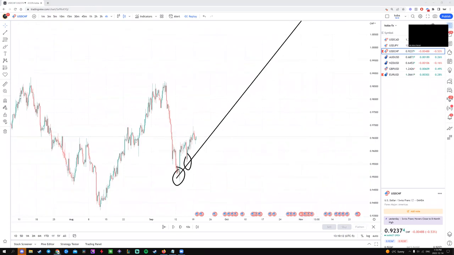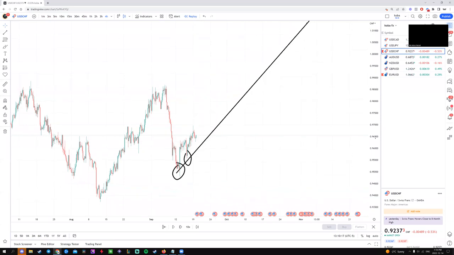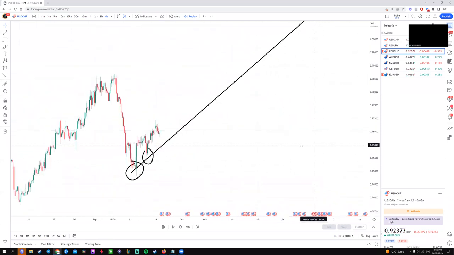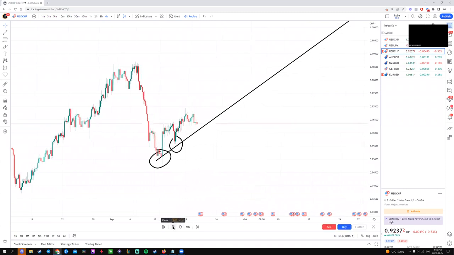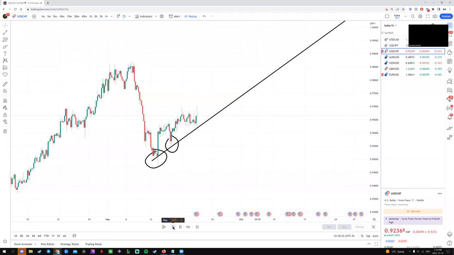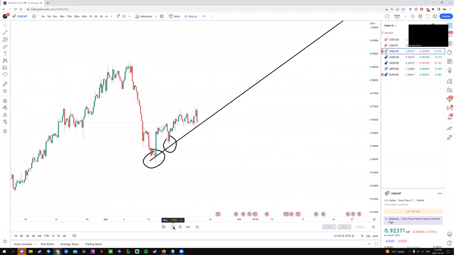Now, this is what we want to look for. We want to look for the price to come back down into this trend line and then show us signs that it's going to go back up, based on the candles themselves. Okay, so this is what we're going to do. We're going to press play real quick. We're going to see it comes down. It touches the trend line right here. And then look what we see here.